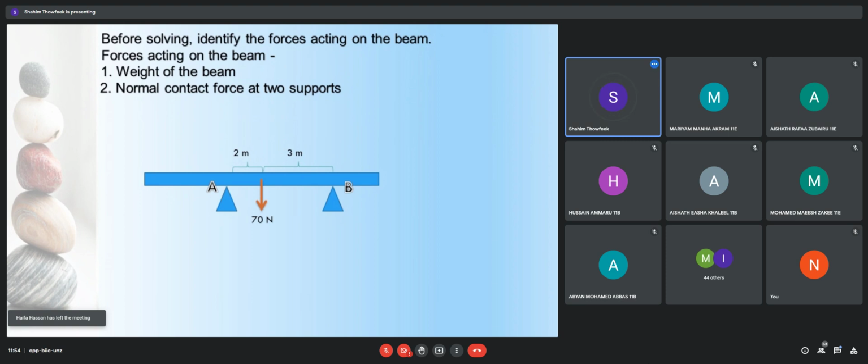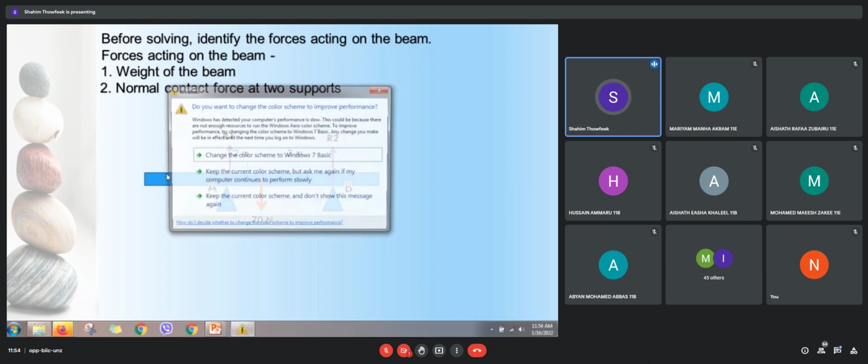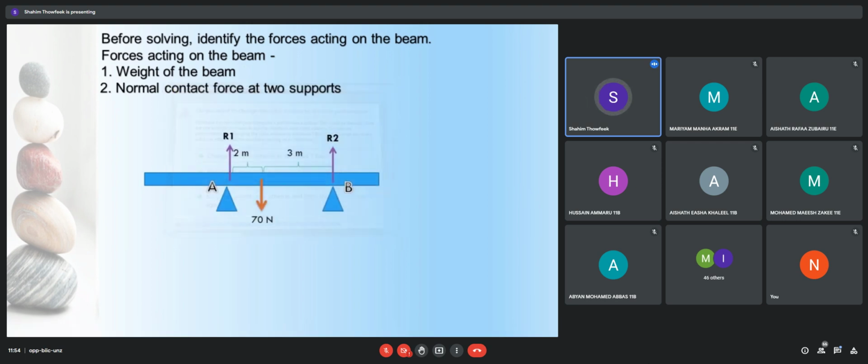Okay. First of all, the weight is acting, 70 newtons, and R1 is the normal contact force at point A and R2 is the normal contact force at point B. Okay. Now you have identified all the forces. Now the system is in equilibrium. When the system is in equilibrium, you can use both forces equilibrium and the moments. Okay, I'll show how to use both.